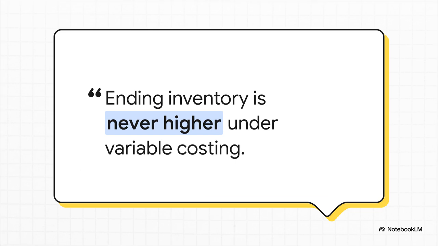So the crucial point is summarized perfectly by this quote right from the source material. The value of ending inventory is never higher under variable costing than it is under absorption costing. Because variable costing never includes fixed manufacturing costs in inventory, its inventory valuation will always be lower or at most equal to absorption costing. Burn that rule into your memory, for sure.